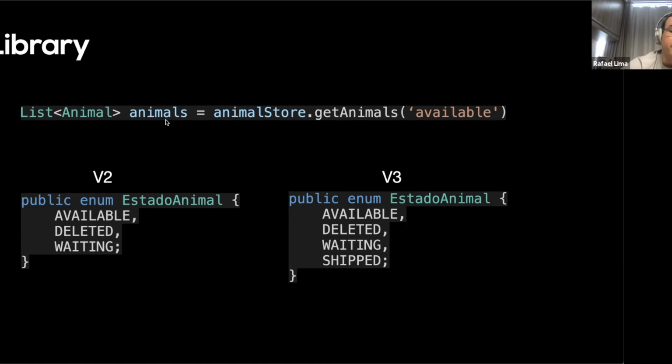So if one of my clients, one of my users, let's say, is still on the v2 version and did not update to v3, when the server returns a v3 of this enum, it's going to give a parsing error because it does not understand the "shipped" value. So we're going to have an error that's not going to be able to figure that out, right?